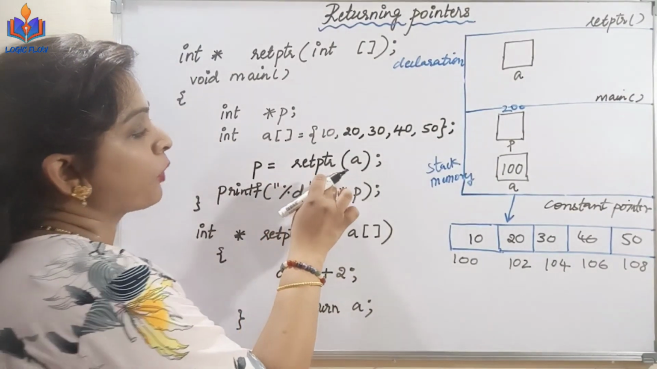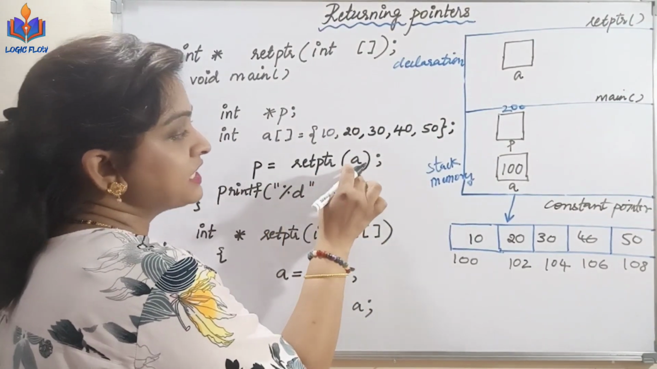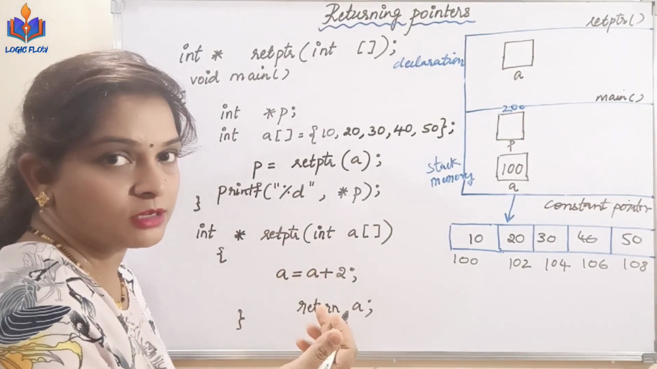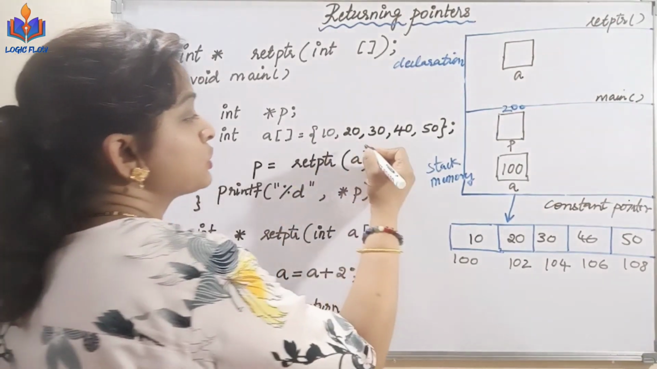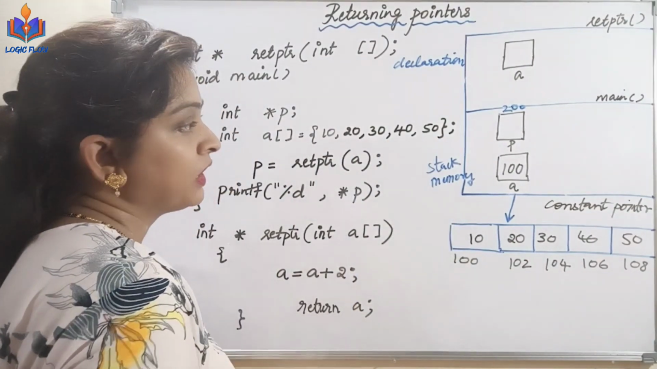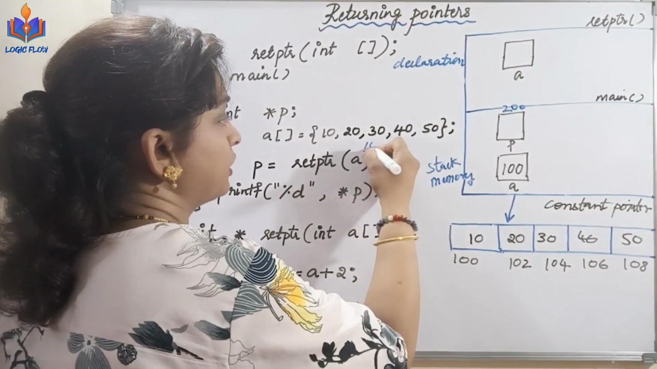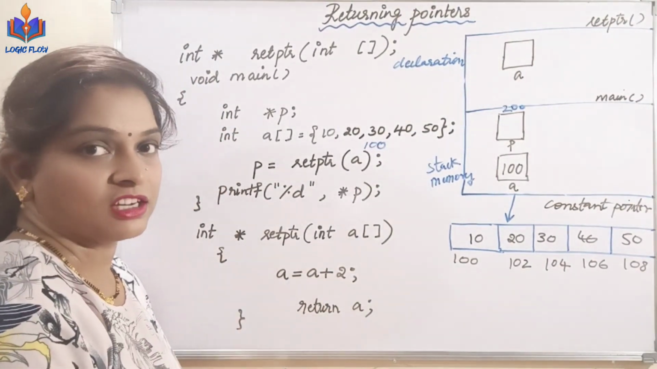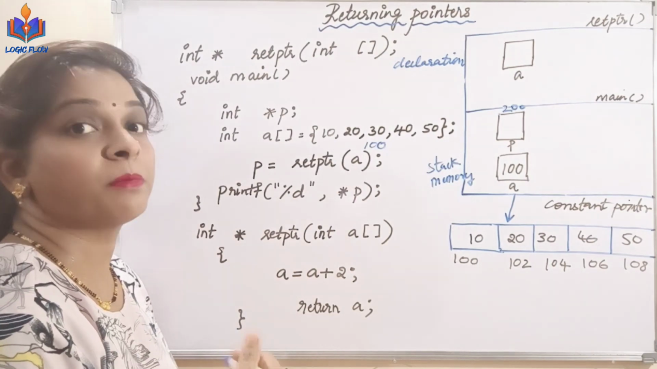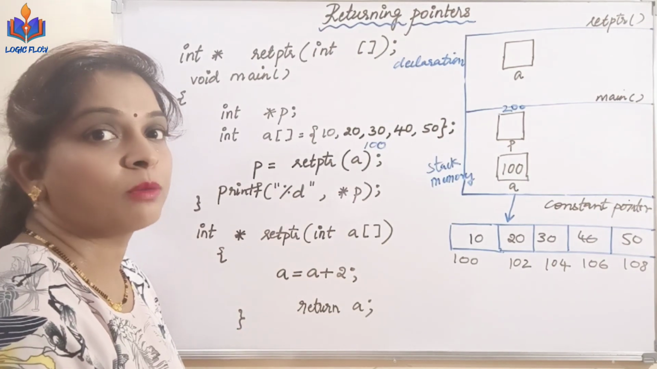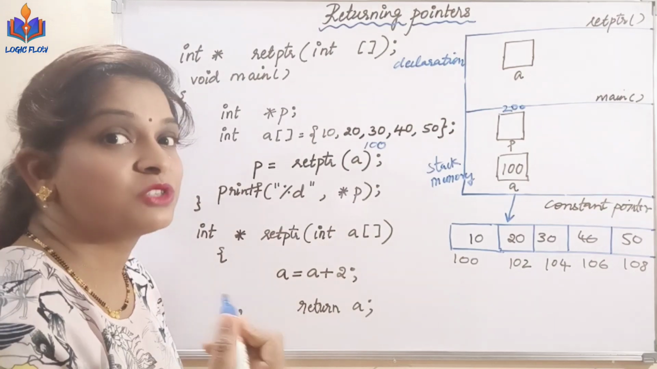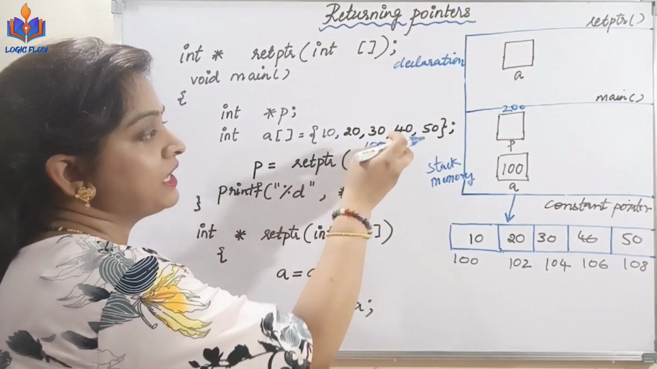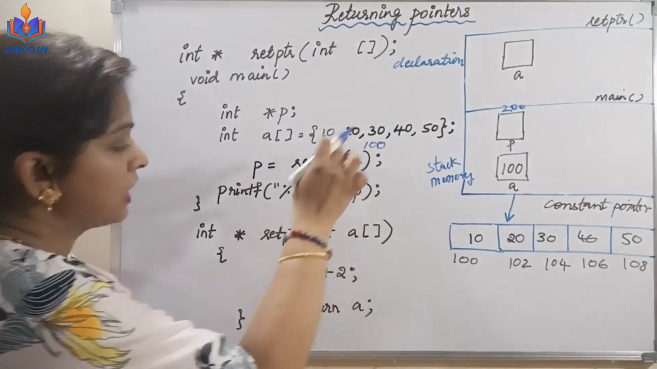Now I call the return pointer function by passing the array name. The array name, as I said, acts as a constant pointer and provides the base address. So the value I am passing is the address. This is passed by address, passed by reference. We have discussed call by value and call by reference. Please do check out that video. This is call by reference, calling a function by passing the address. So I am passing the address and control goes to the function.